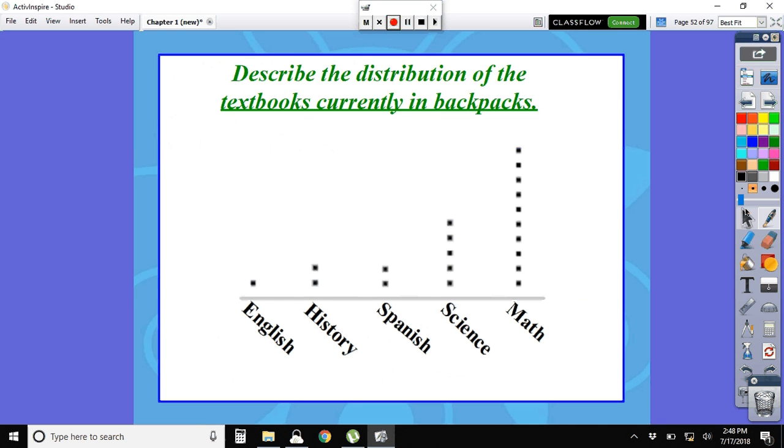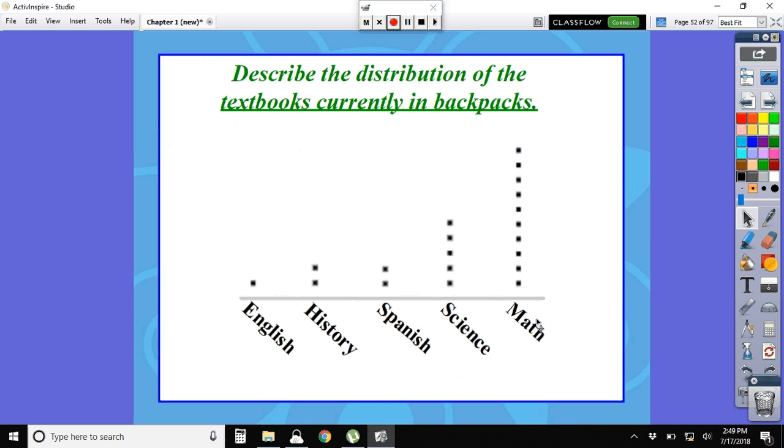All right, so overall now, we've been talking about describing a distribution with SOCS, and now we're going to put it all together. So if I said describe the distribution of the textbooks currently in the backpack, first of all, we would start with our shape. And people would say, hey, this is skewed left, because there's the tail end of the distribution. But then I would say, trick question. We can't describe the distribution of the textbooks currently in the backpack, because we can only describe the distribution of a quantitative set of data. And this isn't quantitative, this is categorical.